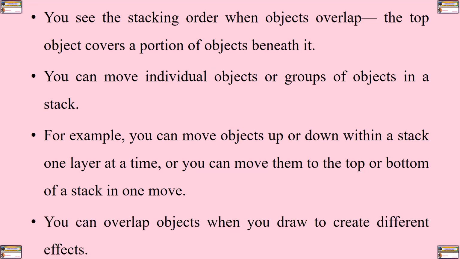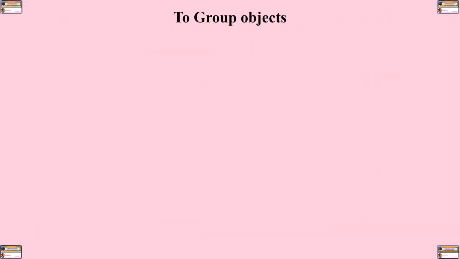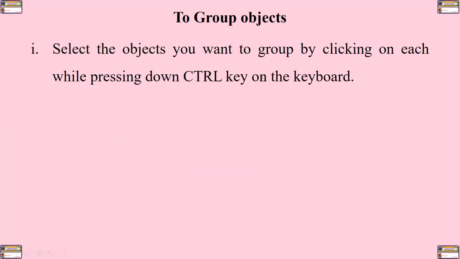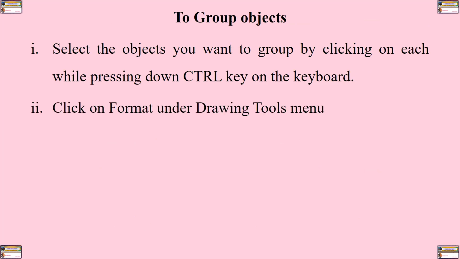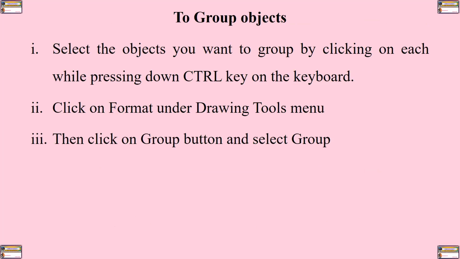You can overlap objects when you draw to create different effects. So, to group objects, you select the objects you want to group by clicking on each while pressing down the Ctrl key on the keyboard. Then click on Format menu under Tools or under Drawing Tools menu. Click on Format under Drawing Tools menu. Then click on Group button and select Group.